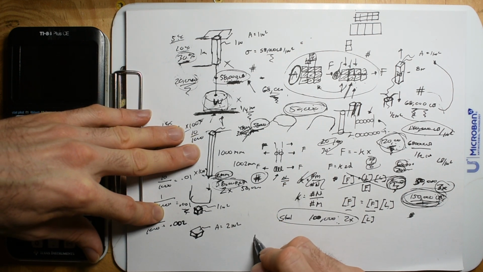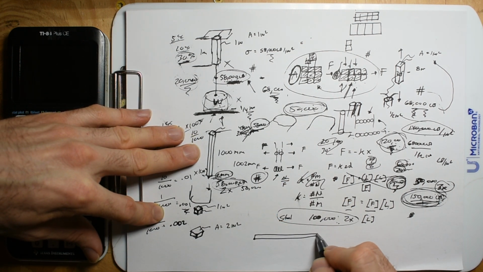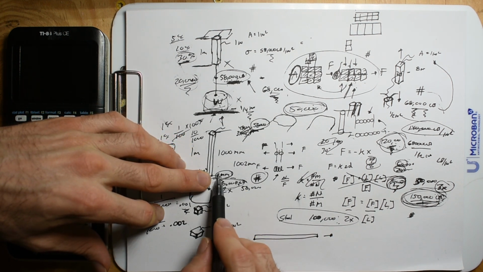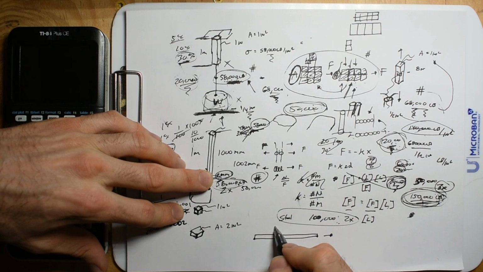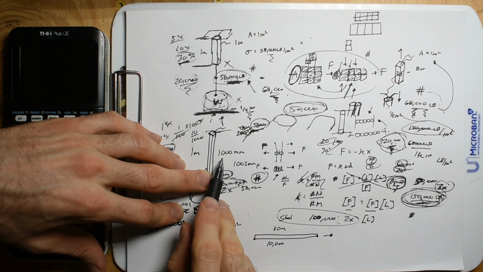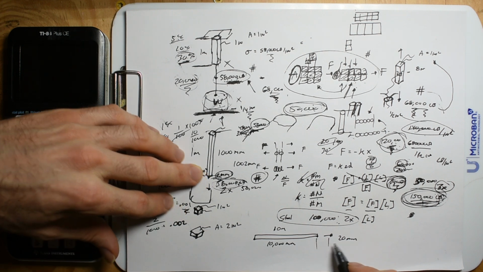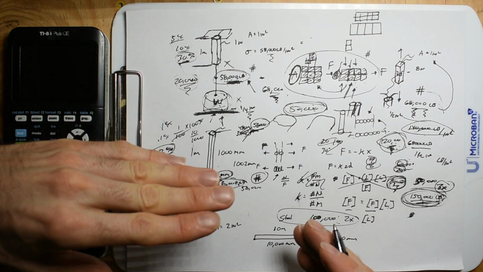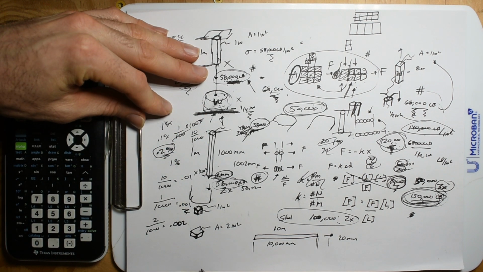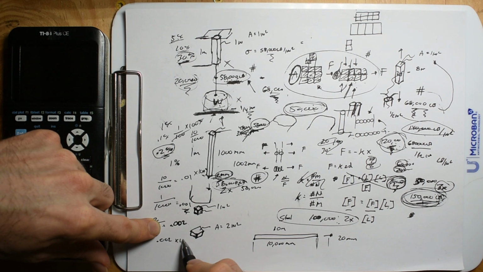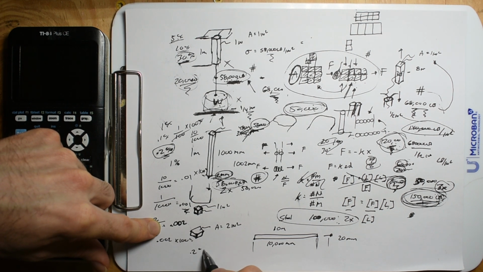If I have a 10 meter long bar and I'm also pulling on it, I would be able to have 10 times this. 10 meters is 10,000 millimeters, and I could stretch this 20 millimeters. So I could stretch it a little less than an inch, but then when I backed it off, it would go right back to the same shape. Cool. So 0.002, let's multiply that by 100, and we get 0.2%.